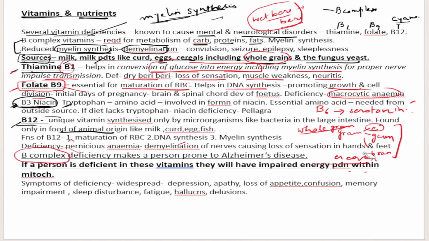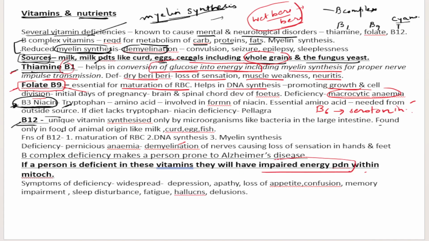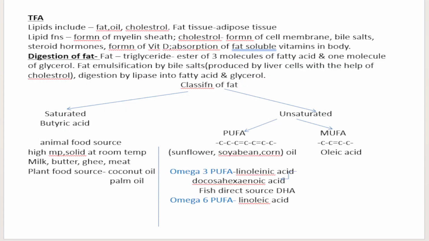Now, if a person is deficient in these vitamins, they will have impaired energy production within their mitochondria. Symptoms of vitamin deficiency can also include mental symptoms like depression, apathy, loss of appetite, confusion, memory impairment, sleep disturbance, fatigue, hallucinations, and delusions.